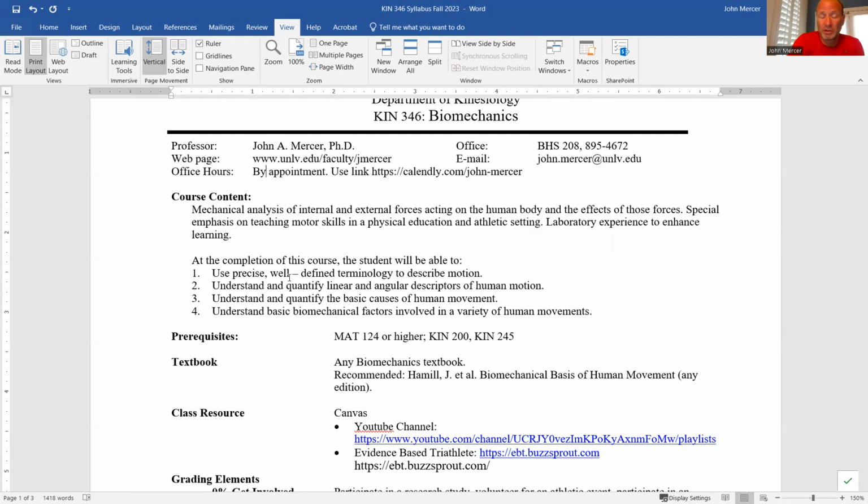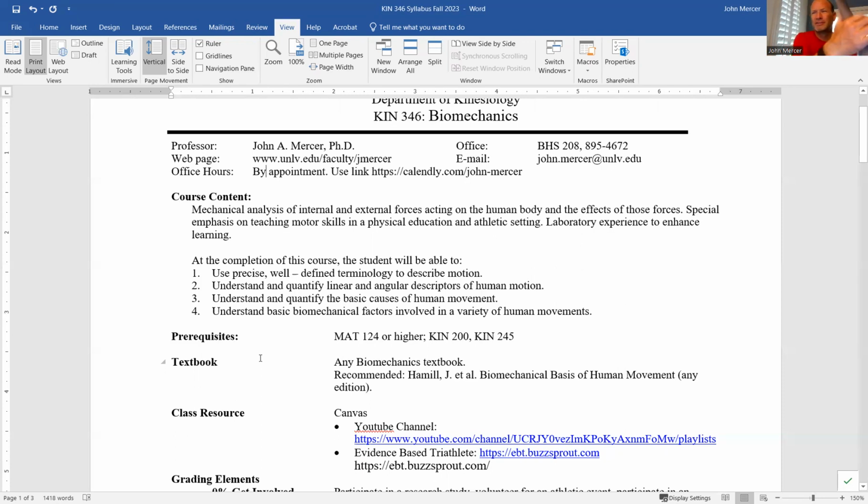At the end of this course, what you should be able to do is use precise, well-defined terminology to describe motion. All right, you're going to hear me say over and over again, we need to know the terminology of biomechanics. Understand and quantify linear and angular descriptors of human movement, human motion. And you need to understand and quantify the basic causes of human movement. So number 2 is basically kinematics, the study of motion. And number 3 is kinetics, the study of forces causing motion.